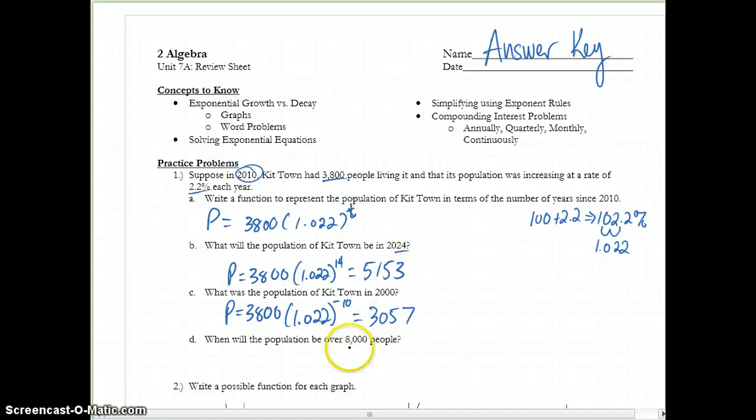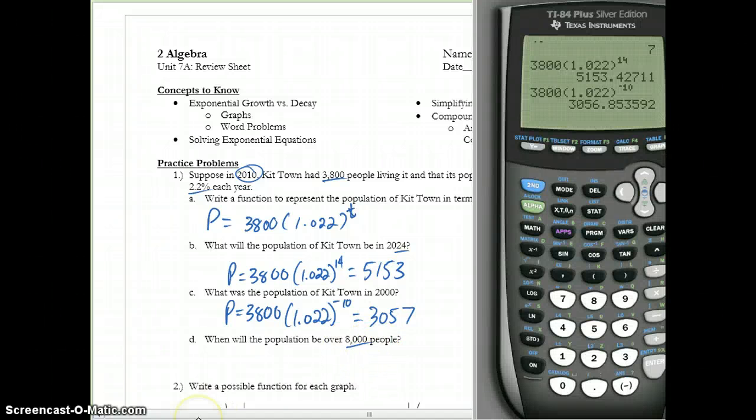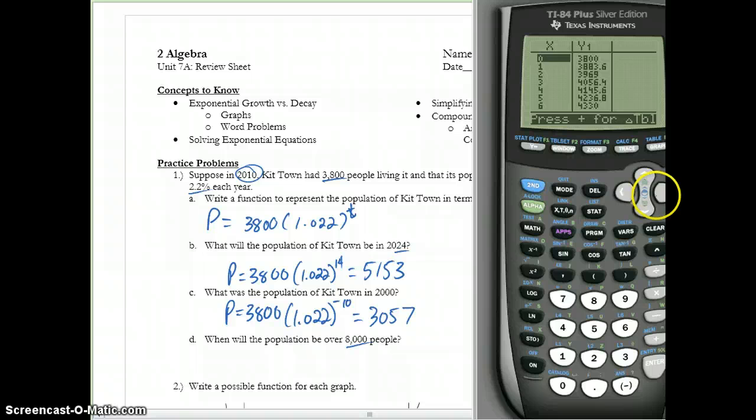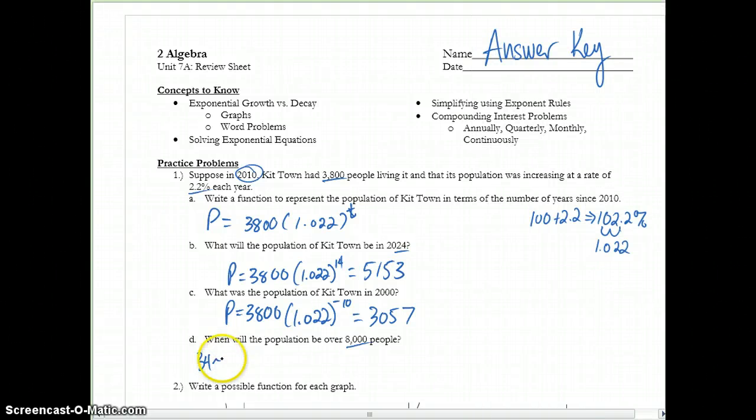If I want to know when the population will be over 8,000 people, a couple ways to do it. The way that I think will be easiest is to plug our equation into the calculator, 1.022 raised to the x, and hit second graph. That'll take us to the table menu, and kind of look down to see when do we get up to 8,000 people. We have to go farther, 7,000. 8,000 occurs between 34 and 35 years. Starting in 2010, that would mean that we're going to 2044 to 2045 as the year.